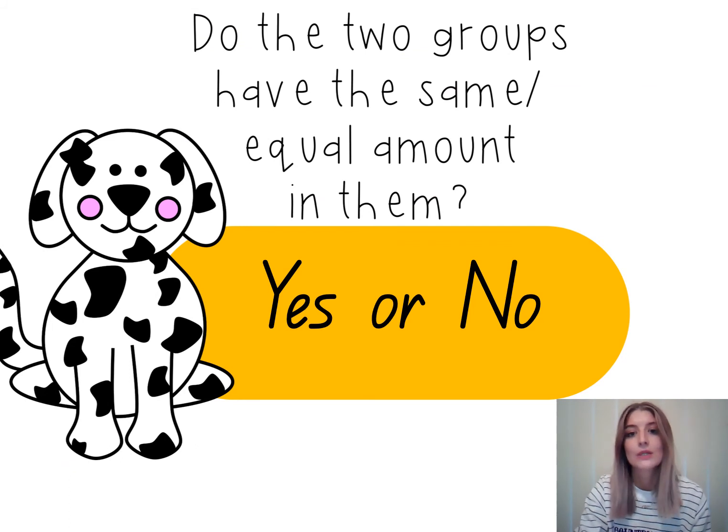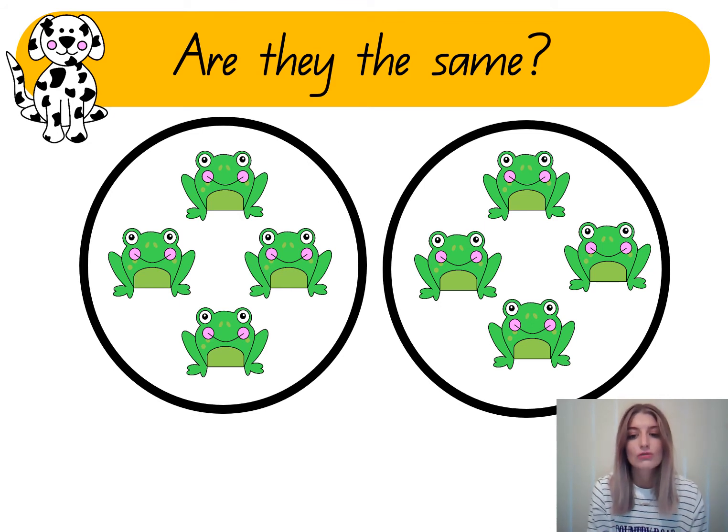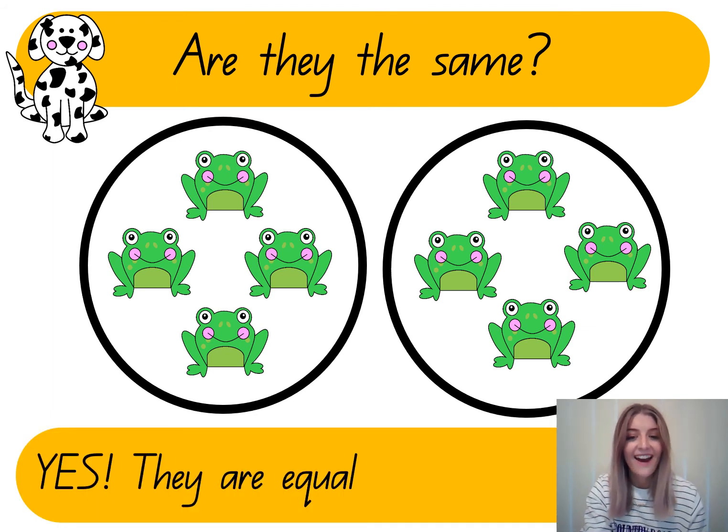Okay, the last thing we're going to practice is if the groups have the same or not. So we know we've got an action for the word yes and no. So for yes, we go fist up and down like this, and for no, we shake it. So you're going to tell me if the groups have the same, and you'll say yes or no. So, are these groups the same? Yes or no? Yes, they are. They are equal because both groups have 4 frogs each. They are the same.